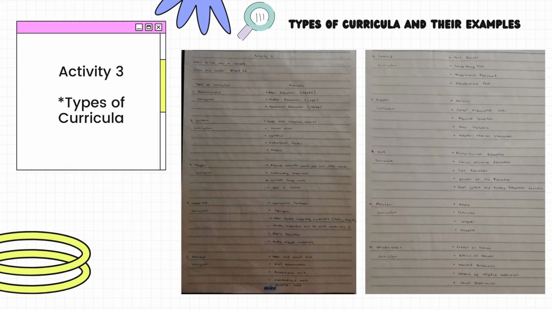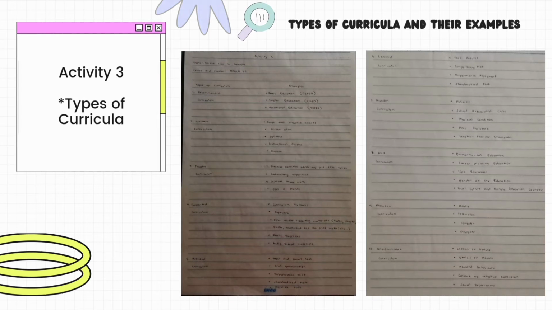In recommended curricula, I only gave 3 examples. In written curricula, I gave 5 examples. In taught curricula, I gave 5 examples. In supported curricula, 5 examples. In assessed curricula, 5 examples. In learned curricula, 5 examples. In hidden curricula, 5 examples. In null curricula, 5 examples. In phantom curricula, I only gave 4 examples. And in concomitant curricula, I gave 5 examples.